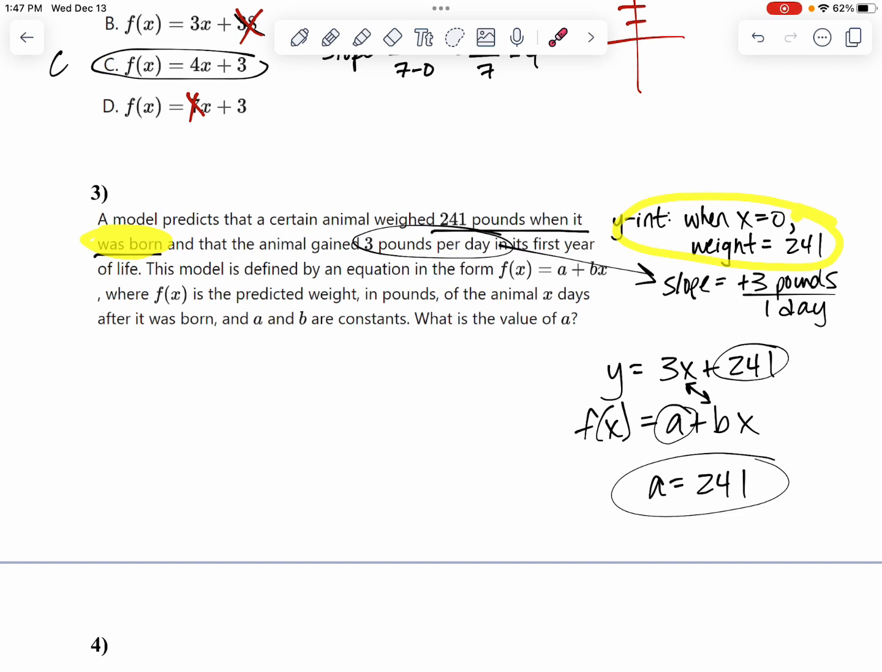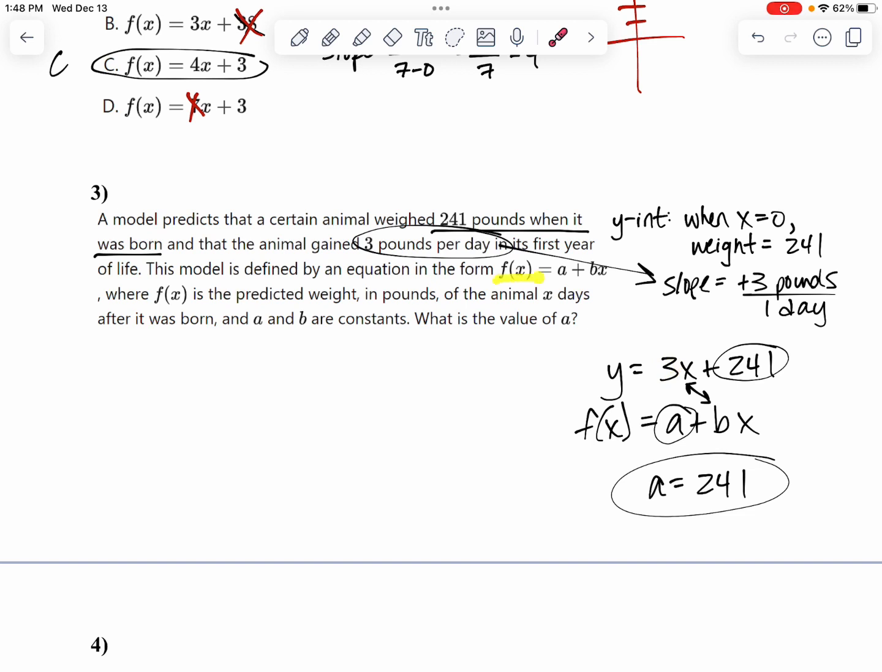Wow, must have been like an elephant or a giraffe or something, because that is a large birth weight, right? But when it was born, that's your initial, your starting amount. That's my b, my y-intercept. You can see I'm starting to do my y equals mx plus b right here. My y-intercept is 241. And the animal gained 3 pounds per day. Remember that word per that you wrote down as a keyword for slope? That means that your slope is 3.